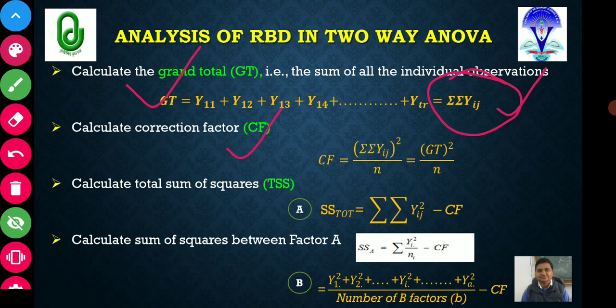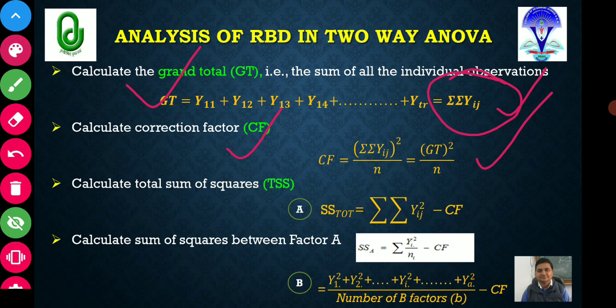Now calculate the correction factor. Again you have to use the same formula: the square of the grand total divided by the total number of observations. So the grand total you have already calculated, you have to square it and divide it by the total number of observations.